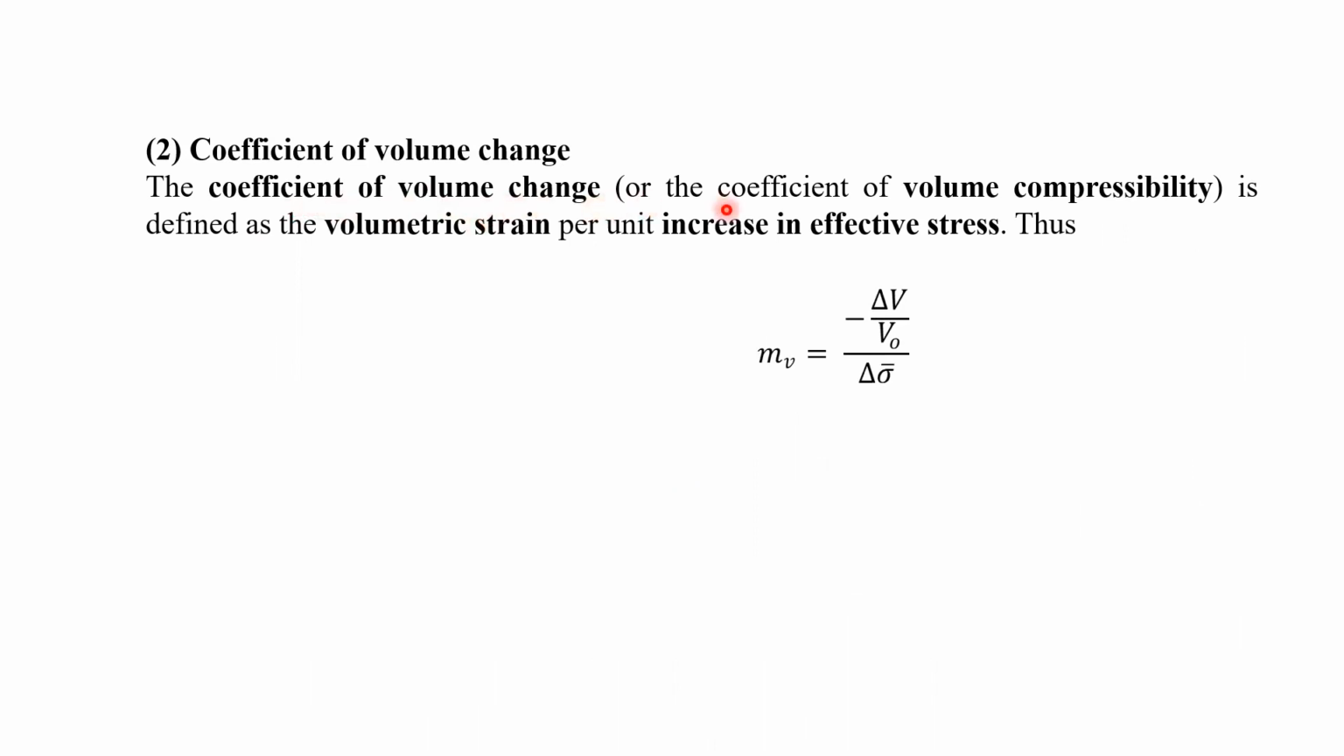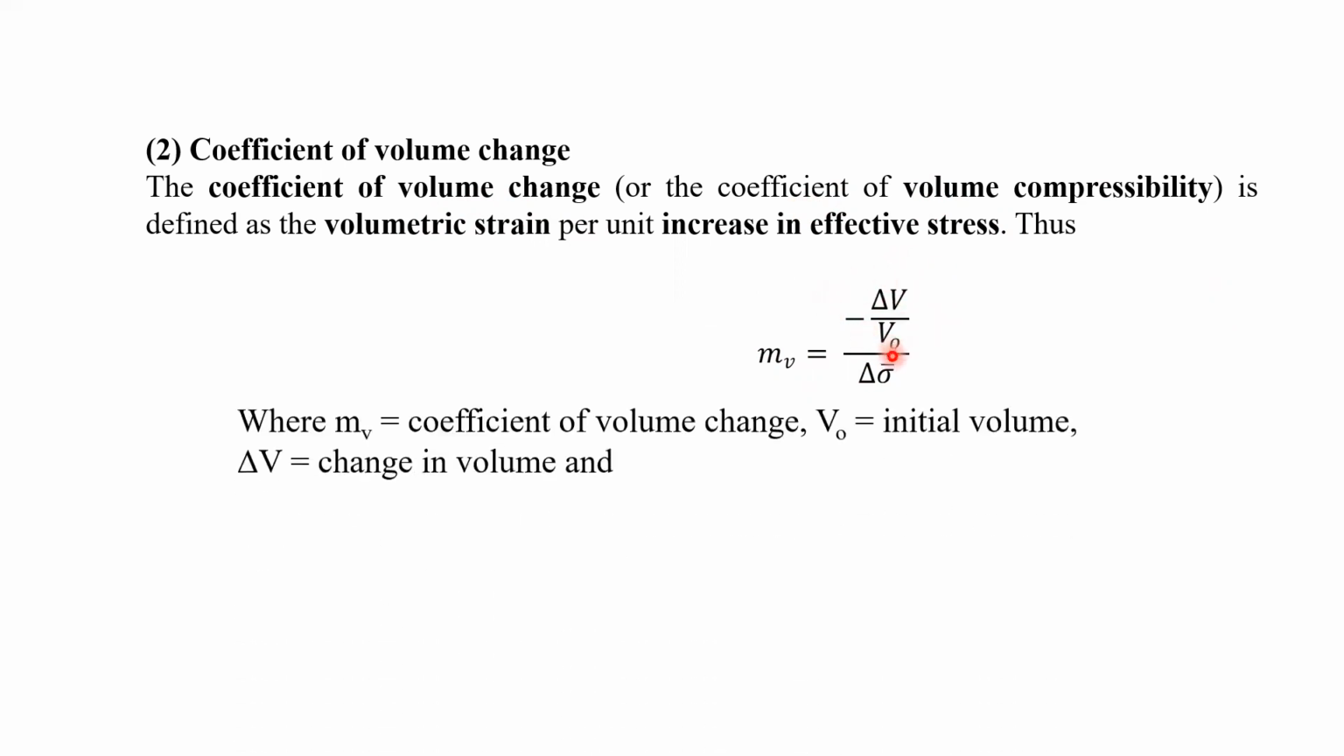Coefficient of volume change, also called coefficient of volume compressibility, is the ratio of the volumetric strain per unit increase in effective stress. The volumetric strain is the change in volume divided by the original or initial volume. Delta sigma bar is the change in effective stress.